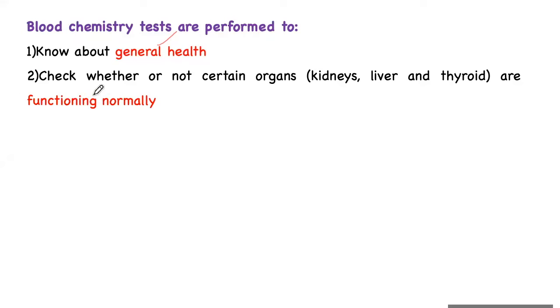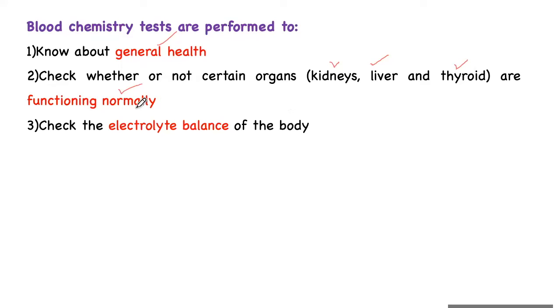It is also performed to check whether certain organs like the kidney, liver, or thyroid are functioning normally. If there is any abnormality in the kidney, liver, or thyroid, the biomarker levels related to them become abnormal. If they are normal, that indicates they are functioning normally.